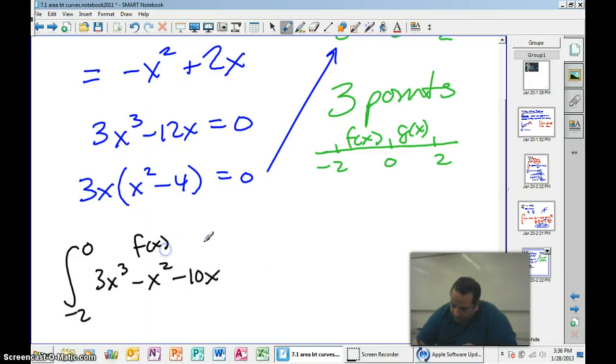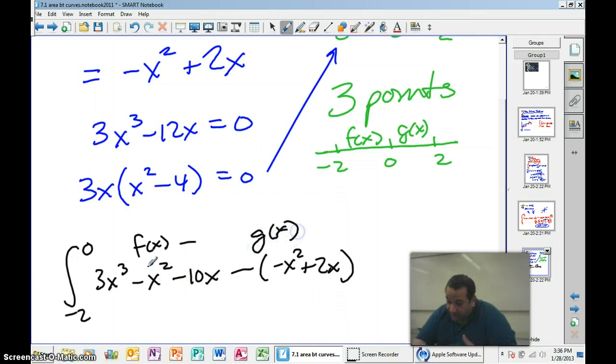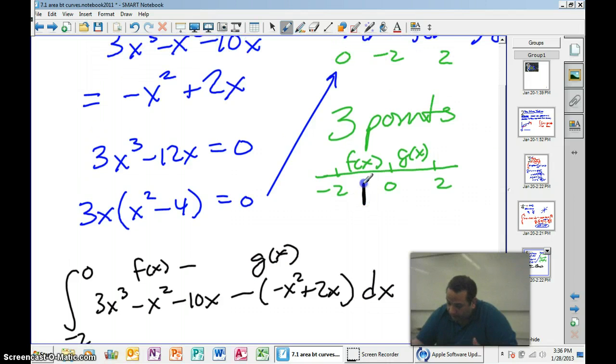Minus the g of x. So this is minus whatever that g of x was, which I think was negative x squared plus 2x. So that's the g of x. Because the f of x was clearly larger in between here.